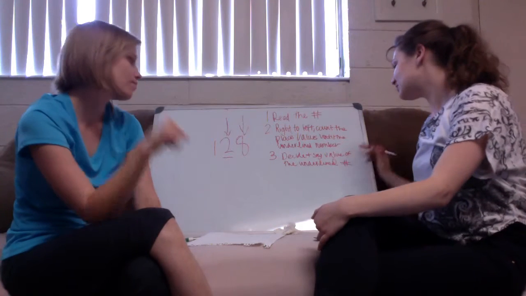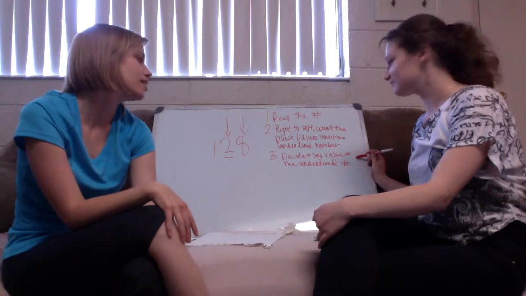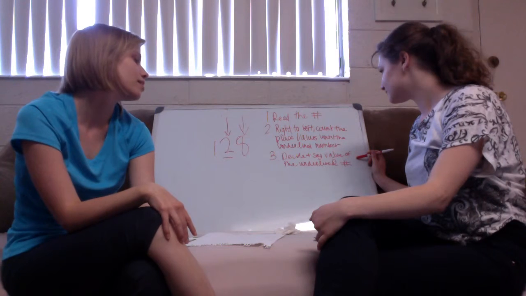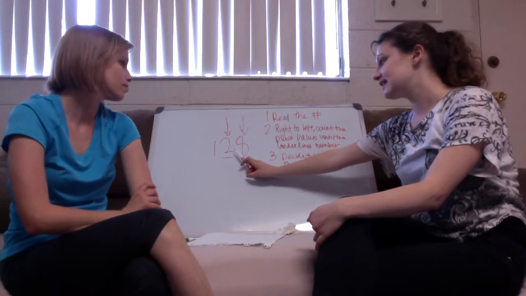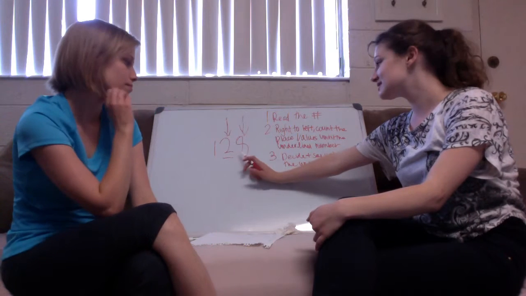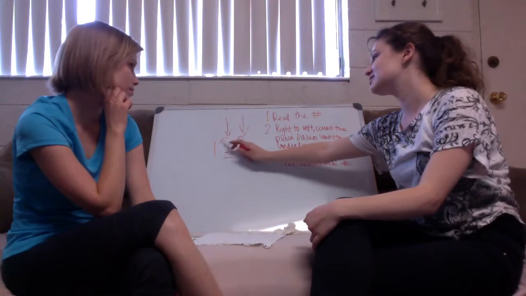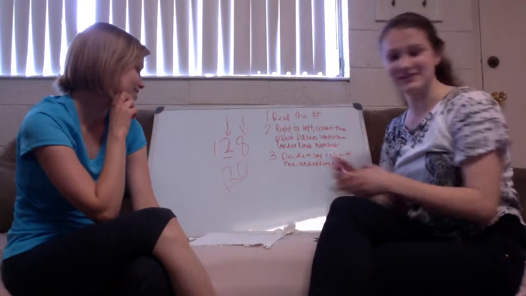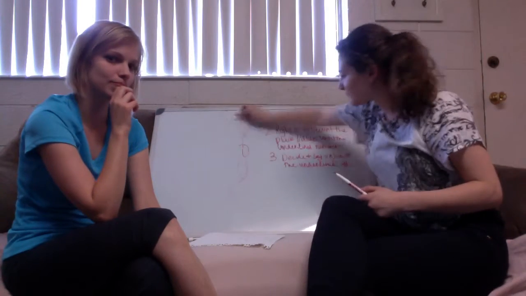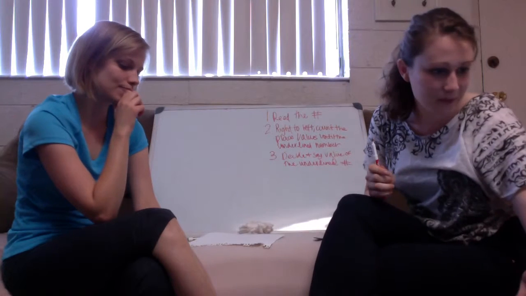And the last thing we're going to do, can we read this together? Decide and say the value of the underlined number. Okay, so class, we decided that the 2 is in the tens place. So what does this value make? What does this make the 2? 20. 20. Good job, class. Awesome. All right. Let's try some more problems.